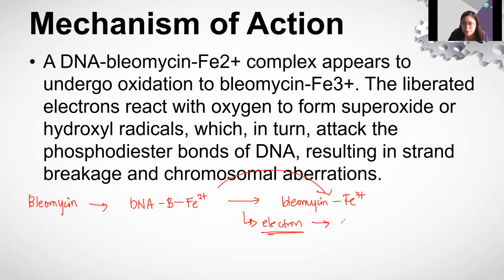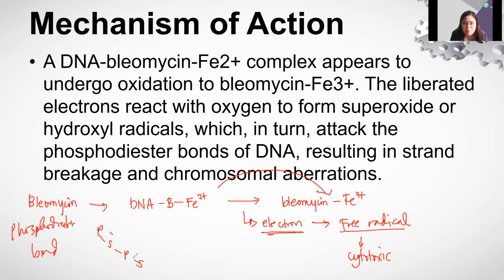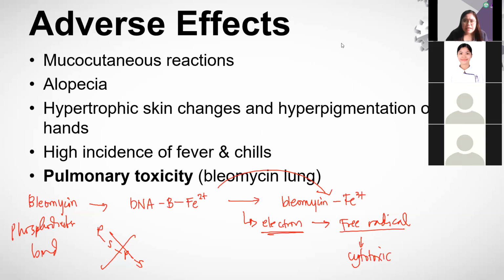And then this electron will become a free radical. Remember, free radicals in the body are harmful, especially to our cells. So the free radical that formed becomes cytotoxic. It will target the cancer cells. Especially on the DNA, because DNA is alternating sugar and phosphate, and the bond between this sugar and phosphate is what we call the phosphodiester bond. If the free radical targets it, this chain will break, and that will result in problems with the DNA. So there is no more DNA replication and so on. That's the action of bleomycin.